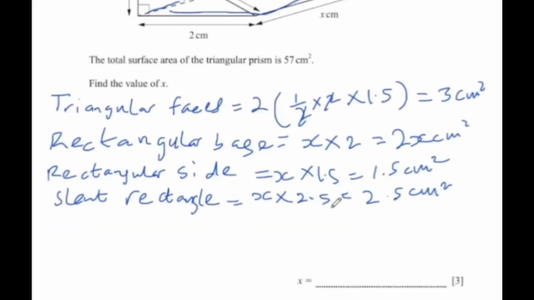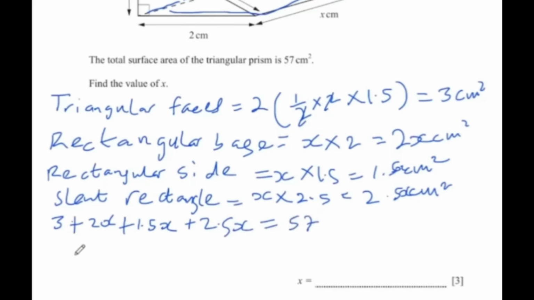So we can total this, and that will give us 3 plus 2x plus 1.5x. Remember, let's not forget that. 1.5x plus 2.5x. So that will give us 2.5x equals 57.